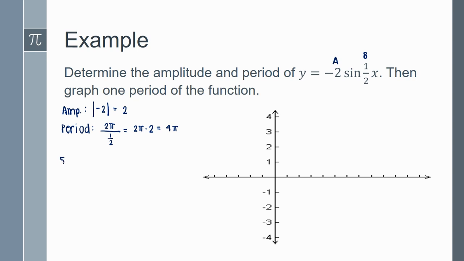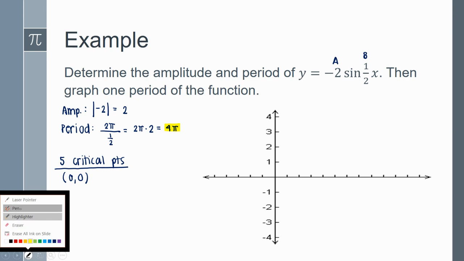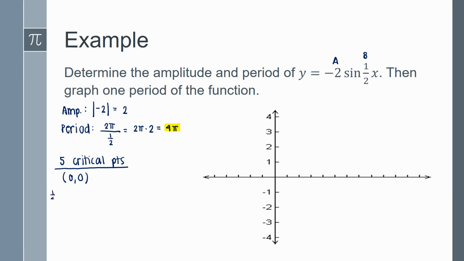So now that I have those two things figured out, we can list our 5 critical points. Because we're dealing with a sine graph, we start at 0, 0. Once again, my period is now 4 pi. So I want to take that, and the next number is a fourth of that. So if I want to think of it as 4 pi over 1, that's fine. But a fourth of that is going to turn into pi. Remember, I want my a value. So it's not 2, that's the amplitude. In this case, a is negative 2.